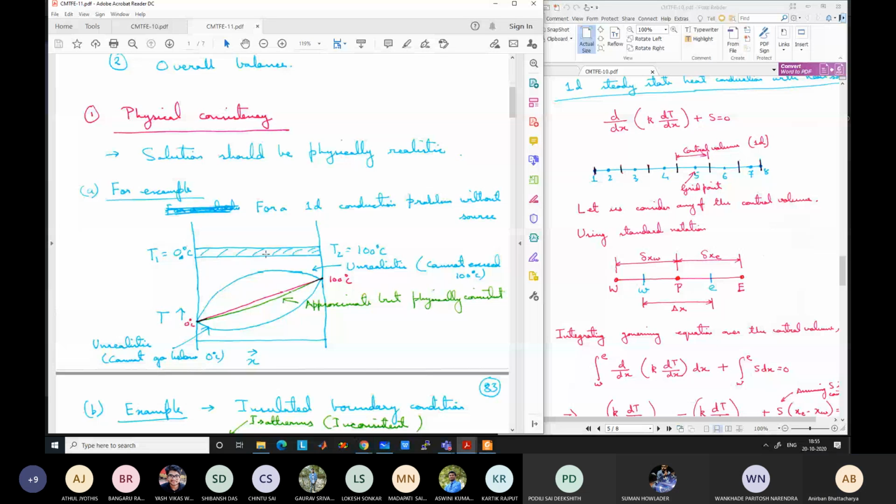Okay. See, physical consistency means that the solution, as I will describe, has to be realistic. Stability means that error should not increase from one iteration to the next iteration. Error should decrease from one iteration to the next. Let me give an example. Say error is increasing from one iteration to the next. It will keep on increasing, and finally you will get a physically unrealistic solution. It will blow up to some infinity or negative infinity. So error should not propagate.